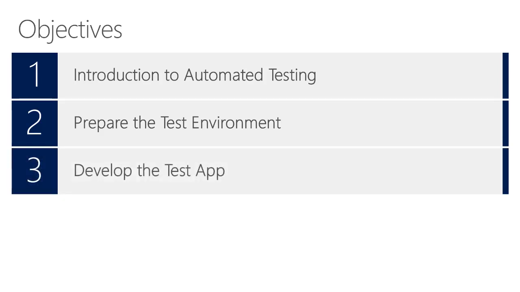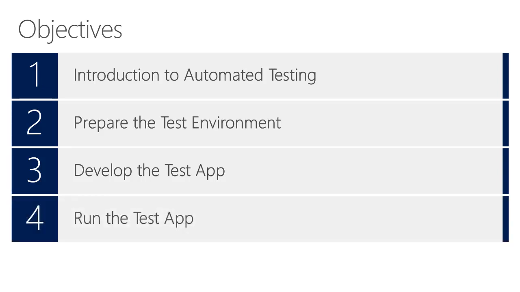Then, I will show you how to develop the actual test app. Our example will be a super simple example that covers a small part of the bookshelf app that we've developed in other videos. And then finally, I'll show you how you can actually run the test app using the standard test toolkit for Business Central in the test app that we've developed.